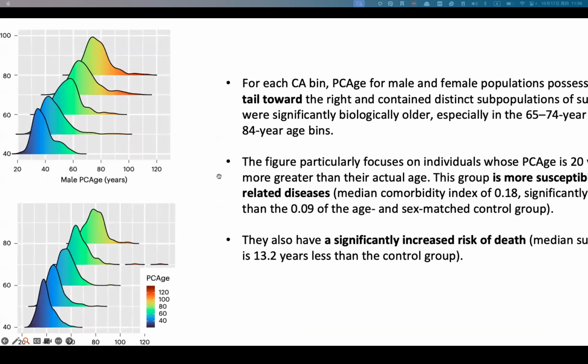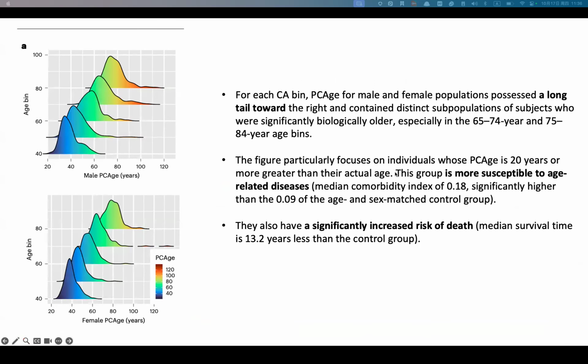In this analysis, the figure particularly focuses on the individuals whose PC age is 20 years or more greater than their actual age. This group is more prone to age-related disease. The analysis shows a median comorbidity index of 0.18, significantly higher than the age- and sex-matched control group. I think that makes sense. So what are the characteristics of those people?